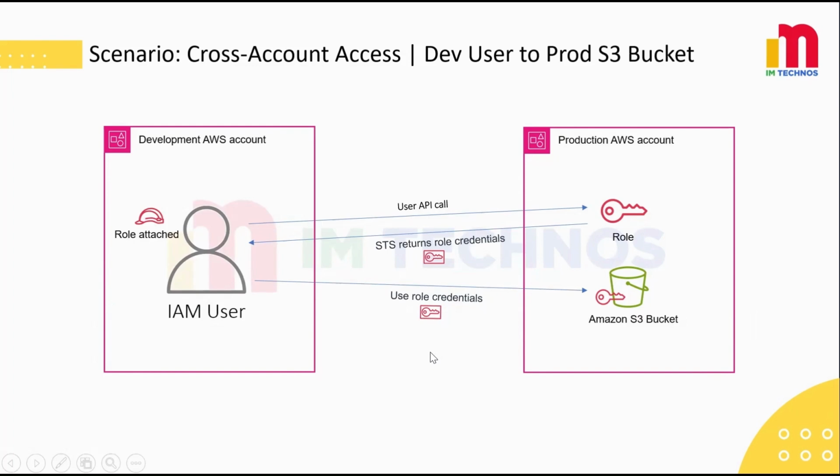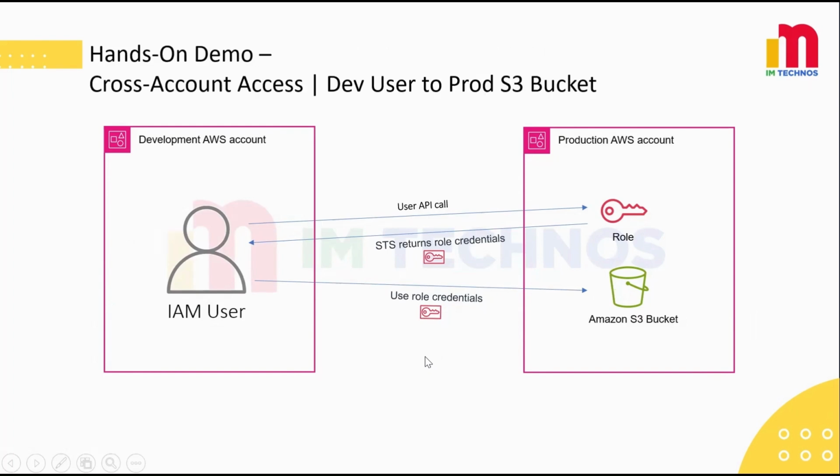Now let's see the whole thing in action with the hands-on demo. We'll start by creating an IAM user in the development account, followed by an S3 bucket in the production account. Next, we will create an IAM role in the production account and configure the development account as a trusted entity. This role will have permissions limited to read and write access for the S3 bucket we created. Then we will grant the IAM user in the development account the necessary permissions to assume that role. Once everything is set up, the user will be able to access the S3 bucket in the production account by switching to the role.